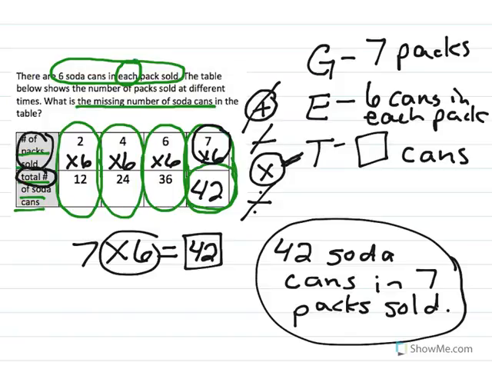In tables, there's always a pattern. There's always a rule. Whatever you do to one number, you do to the rest of them as well. So here we can see that our rule was to multiply the number of packs sold times 6 because there were 6 soda cans in each pack sold.